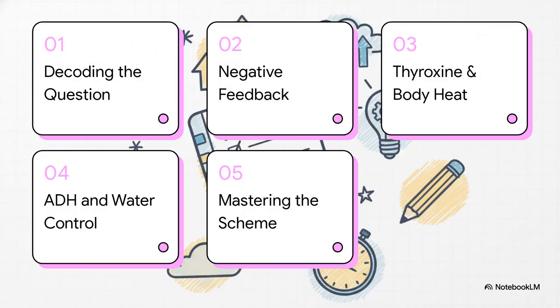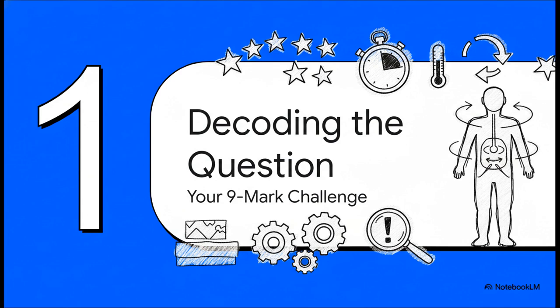All right, here's the game plan. We'll decode the main question, then we'll tackle the negative feedback puzzle, the deal with thyroxine and body heat, and then ADH and water control. Finally, we'll put it all together to master the mark scheme. Let's do this. Okay, first up, decoding the exam question.